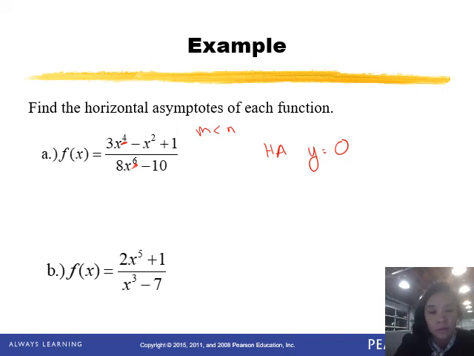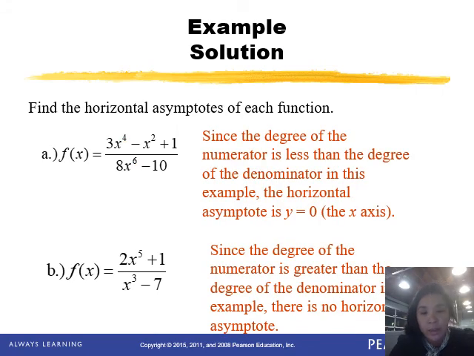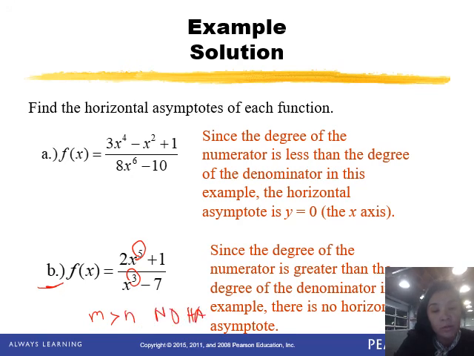Now let's take a look at this bottom case, case B. You can see that the exponent of the numerator is 5, and the exponent of the leading variable on the denominator is 3. In this case, m is greater than n, and there is no horizontal asymptote. You can see that here, no horizontal asymptote.